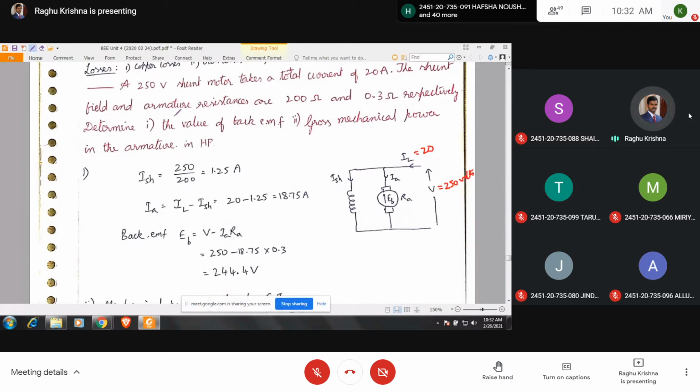The shunt field and armature resistances are 200 ohms and 0.3 ohms. So this is the shunt field, Rsh, the value is 200 ohms. And what about Ra? Ra equal to 0.3 ohm.